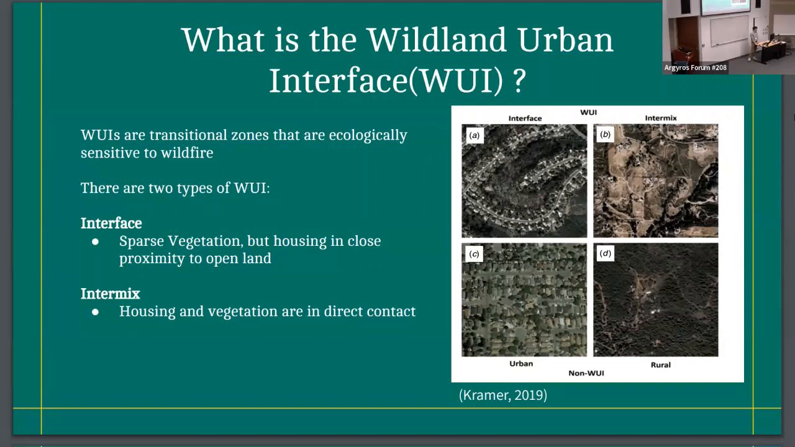As we can see here in this figure, there are interface communities at the top, and compared to more dramatic urban and rural communities, interface communities are mostly going to be high density housing that is right next to vegetation, while intermixed communities are going to be more in rural areas where it's just housing here and there, which is directly intermingling with vegetation. To give an example of these sorts of communities, an interface community would be something like Oakland, California, where an intermixed community would probably be like the Santa Monica Mountains. So those are the two types of wildland-urban interfaces.